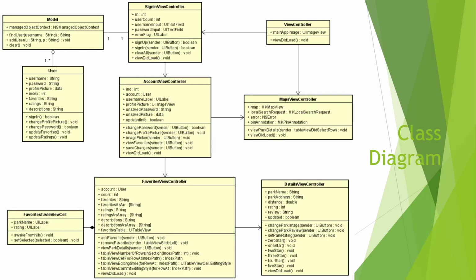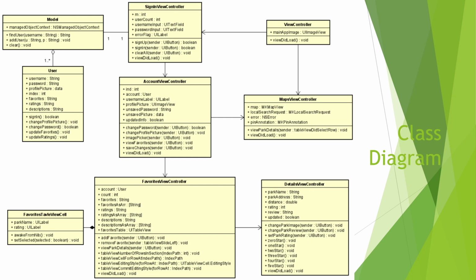This is the class diagram for my application. The layout is slightly confusing, so I will go through it. On the top right, the view controller view class is shown. This is the view that the app is initially loaded into, which displays a simple image and two buttons. One button loads the sign-in view controller, the other loads the map view controller, which loads the map view of the nearest parks.